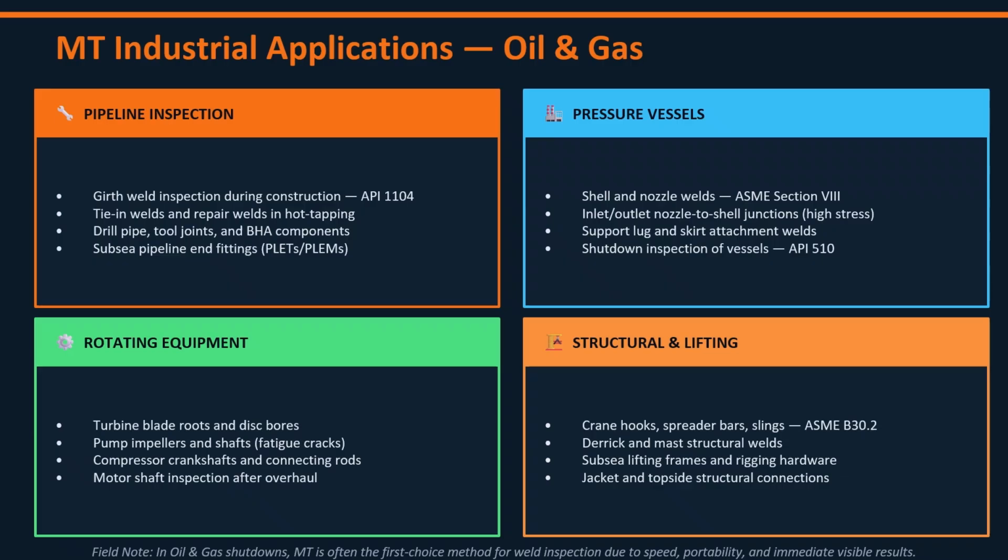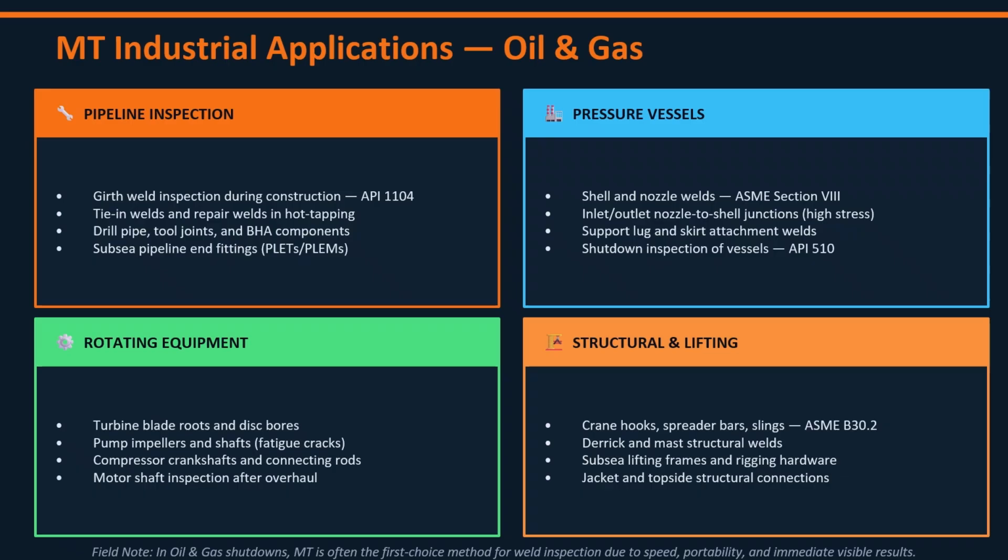In pressure vessels, attention is often directed toward shell welds, nozzle junctions, support attachments, and areas identified by service history or inspection planning. Rotating equipment provides another major application. Shafts, impellers, crankshafts, connecting rods, blade roots, and other highly stressed components can develop fatigue-related surface or near-surface cracking. Structural and lifting equipment also benefits from MT. Hooks, rigging hardware, structural welds, lifting frames, and other ferromagnetic components can require examination because a relatively small crack can have serious consequences.